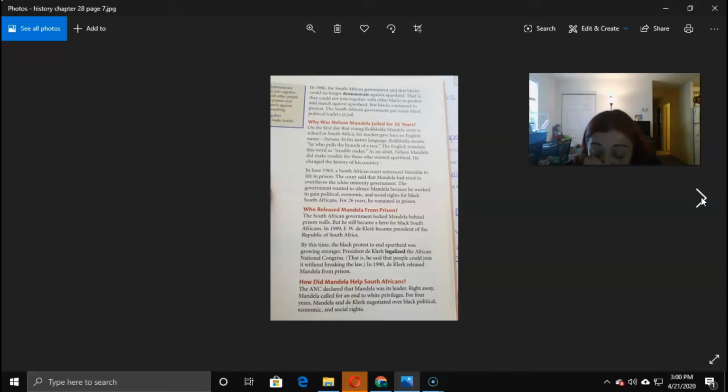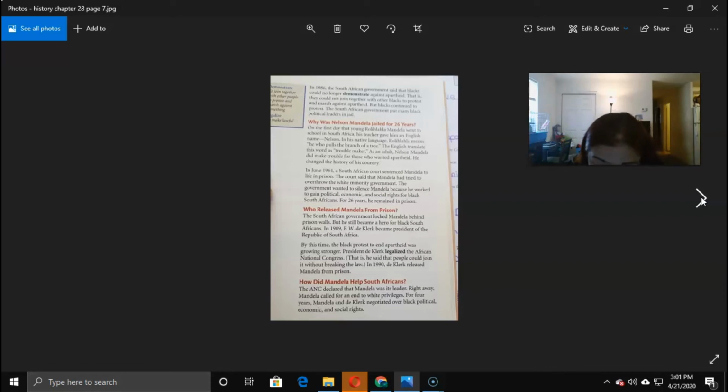Why was Nelson Mandela jailed for 26 years? On the first day that young Mandela went to school in South Africa, his teacher gave him an English name, Nelson. In his native language, Rolihlahla meant he who pulls the branch of a tree. The English translate this word as troublemaker. As an adult, Nelson Mandela did make trouble for those who wanted apartheid. He changed the history of his country.